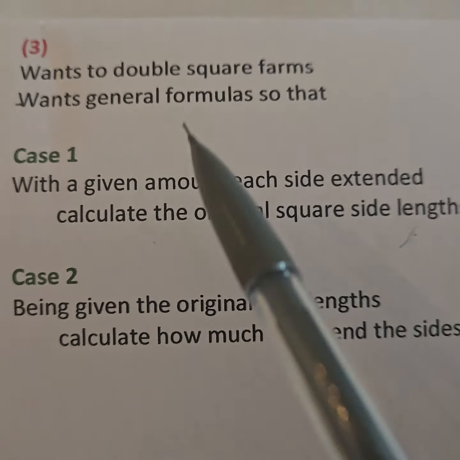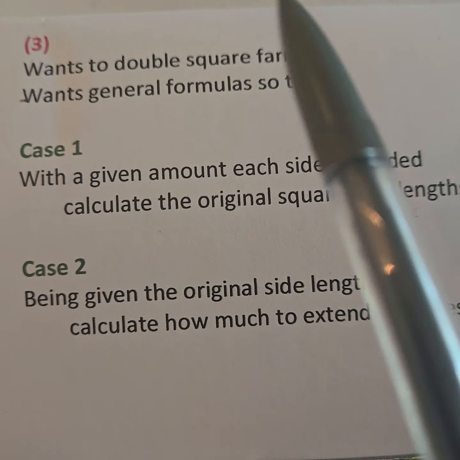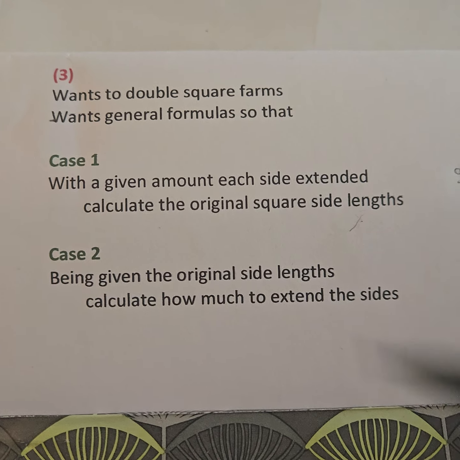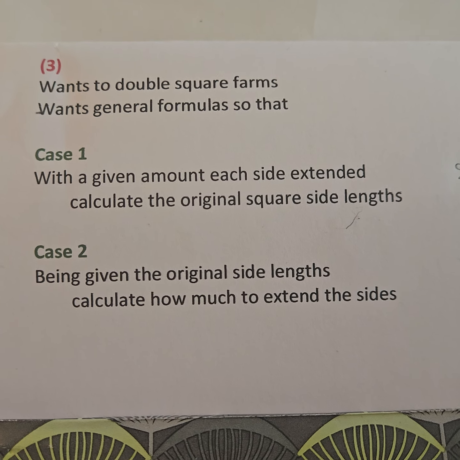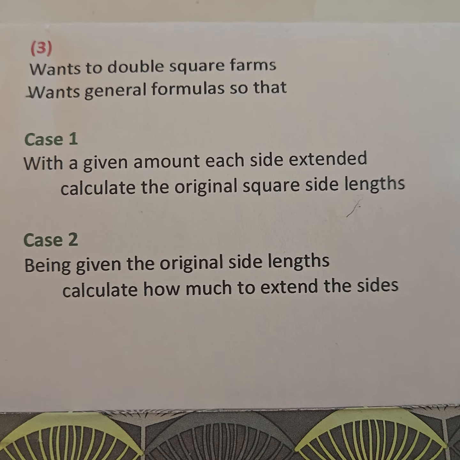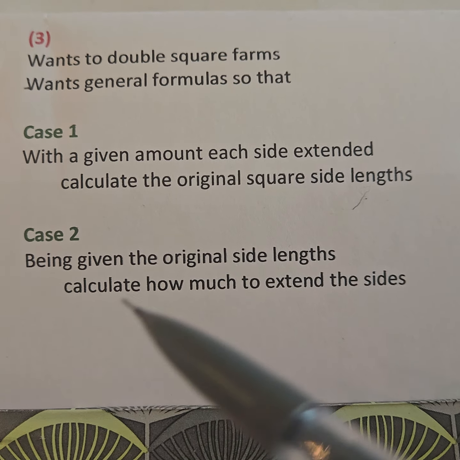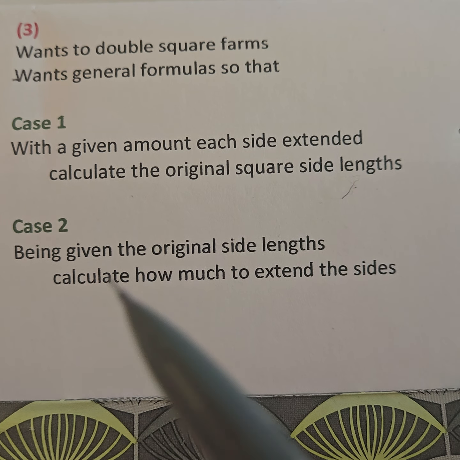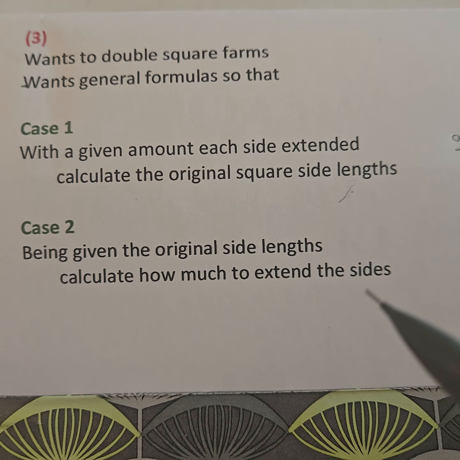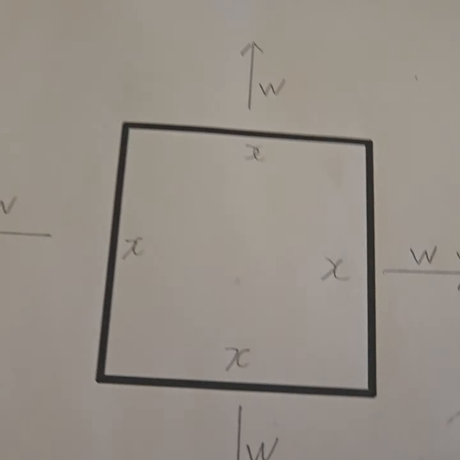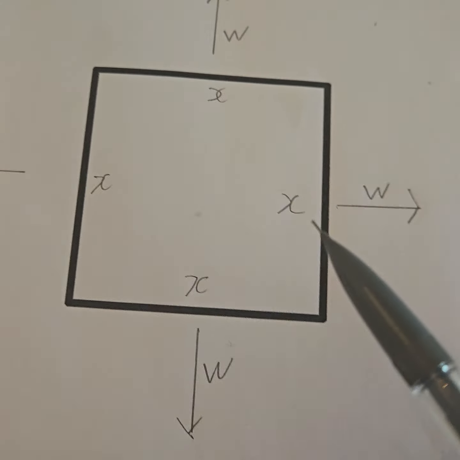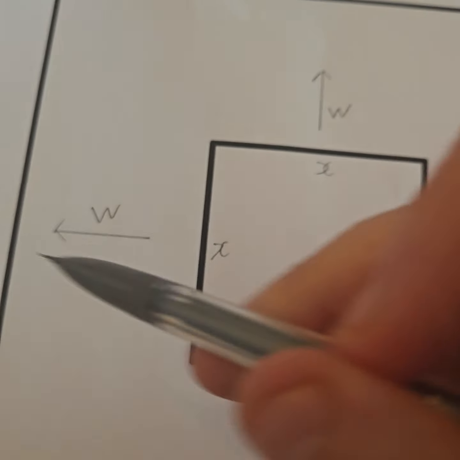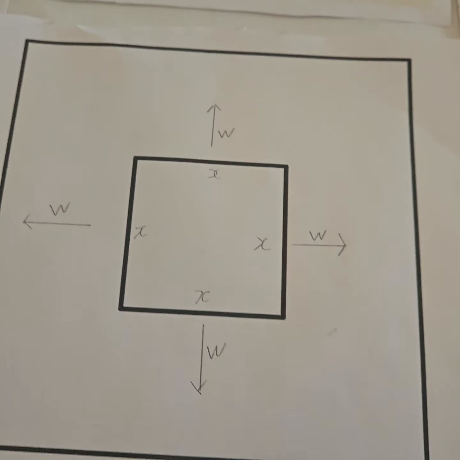So to put it simply, he wants to double the square farms, and he wants a general formula so that for case 1, with a given amount each side extended, calculate the original square side lengths, and case 2 is given the original side lengths, calculate how much to extend the sides. So again we call this x by x, and we're going to assume he'll extend by w each way. Let's say north, south, east, west, w this way, w that way.